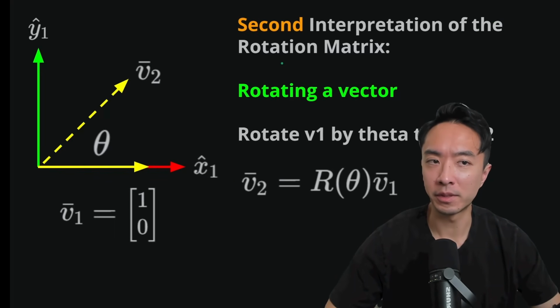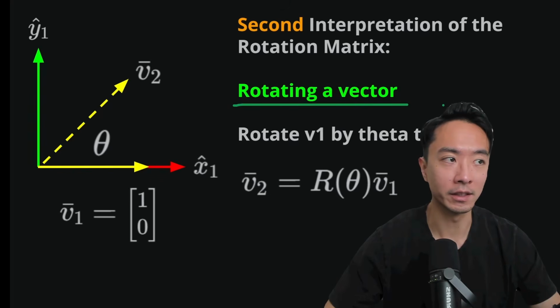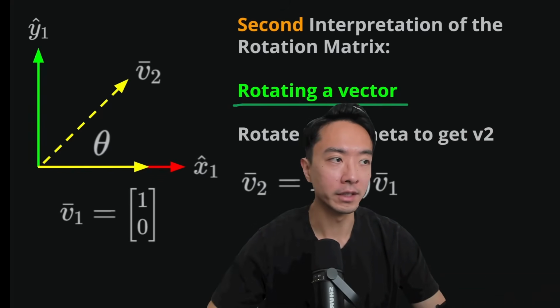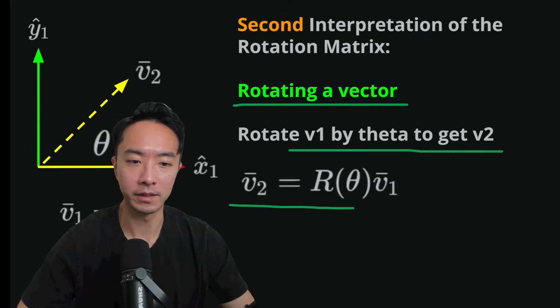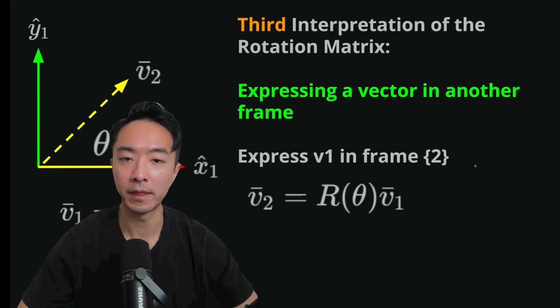So the second interpretation of the rotation matrix, what we saw right now, is rotating a vector. So when you rotate v1 by theta to get v2, this is the equation that you get. So that's our second interpretation.